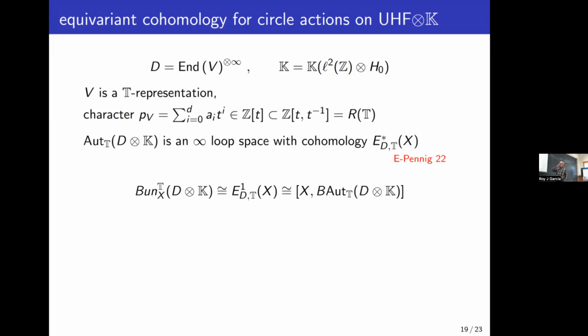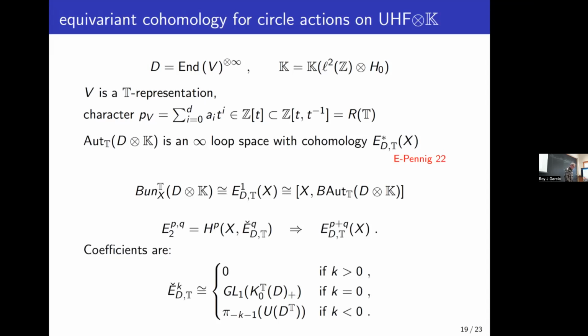What we can do is to show that the equivariant bundles for the circle on X for these UHF algebras tensor complex are described by this cohomology theorem coming from the automorphisms of the tensor A. Now, to compute this cohomology theory, we need the coefficients, and they're given basically in terms of these homotopy groups of the unitaries on the fixed point algebra.